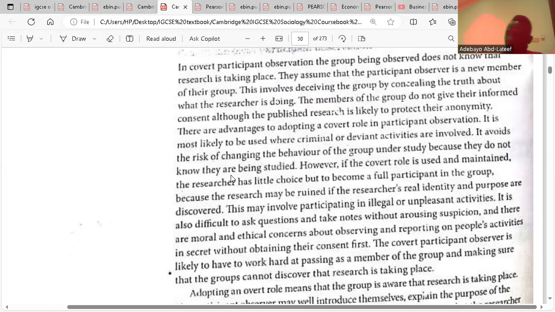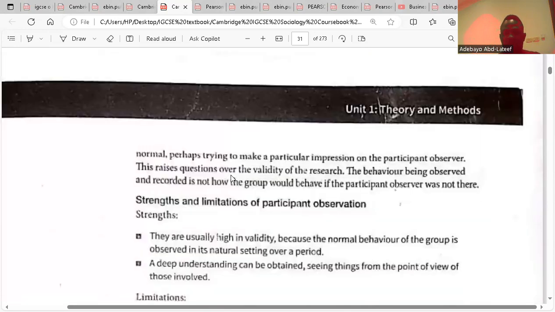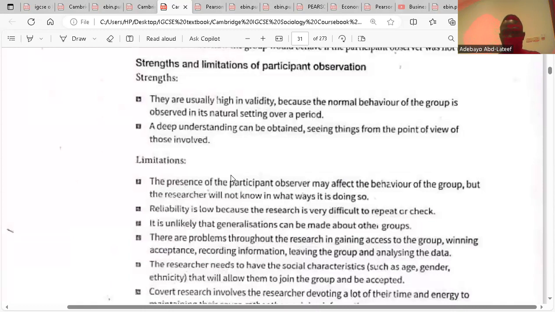I think that is clear. So this takes us to the strengths and limitations of participant observation. For the strengths, they said they are usually high in validity because the normal behavior of the group is observed in its natural setting over a period. So here I wrote highly valid because the behavior of the group is observed in a natural setting.